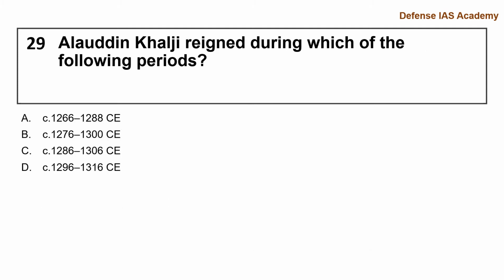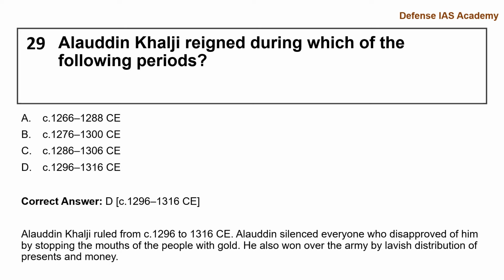Question number 29. Alauddin Khalji reigned during which of the following periods? The correct answer is option D, 1296 to 1316 CE. Alauddin Khalji ruled from 1296 to 1316 CE. Alauddin silenced everyone who disapproved of him by stopping the mouths of the people with gold. He also won over the army by lavish distribution of presents and money.